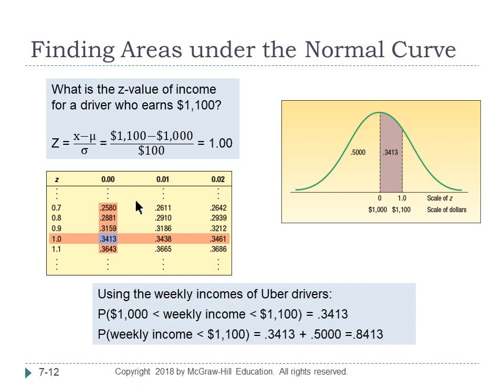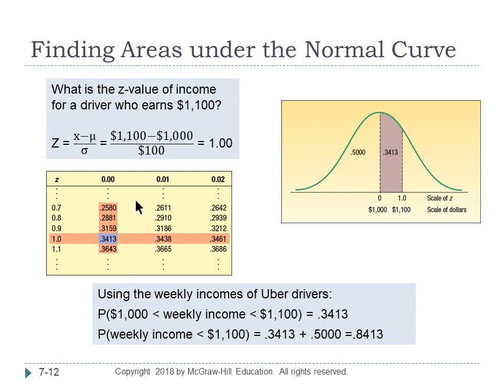If I select a driver at random, what is the probability their income will be between 1,000 and 1,100? Well, this is the probability that z is between 0 and 1. The area under the curve from 0 to 1. In the table, go to the row that says 1.0 on the left, and also look up the column that says 0. The intersection is 0.3413. This is the area, which gives you the probability.